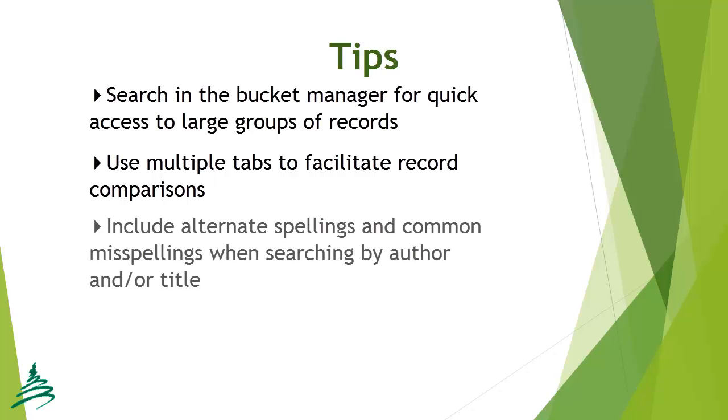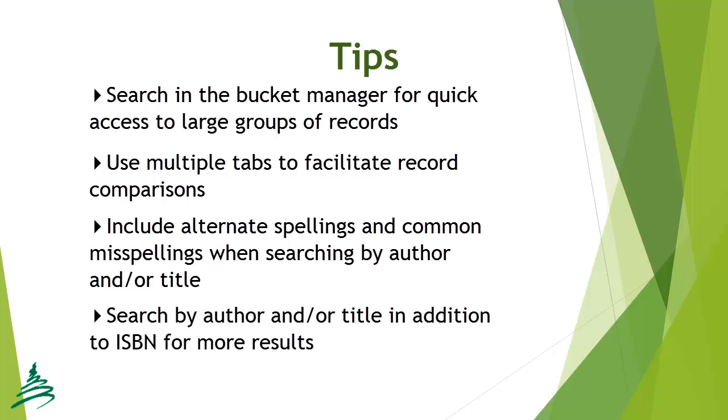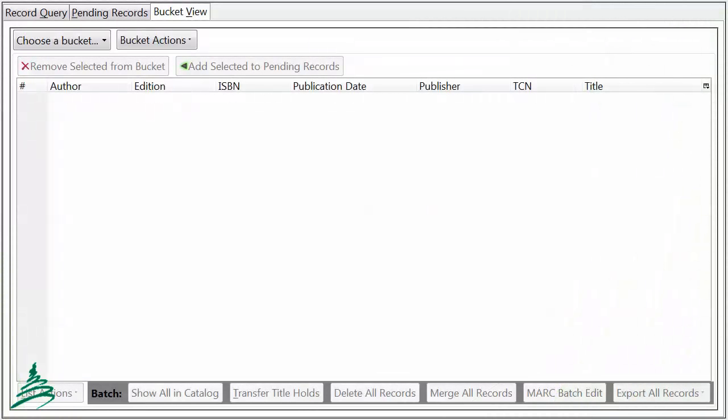Another tip is search under alternate spellings. Other records may have commonly misspelled words that will keep them from coming up with the rest of the records. Also, searching by title or author while using the record buckets module will yield more results. If a record doesn't have an ISBN or the ISBN includes hyphens, they may not show up when you search for a specific ISBN. So now we are going to go live into Evergreen.